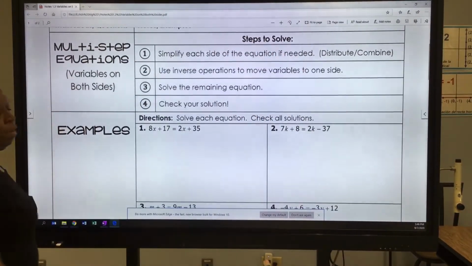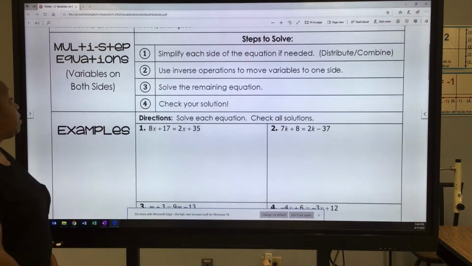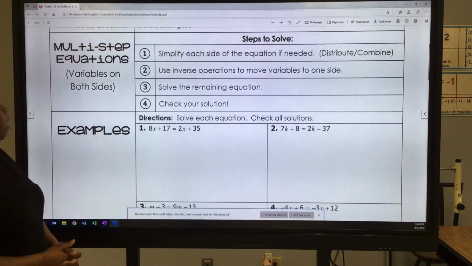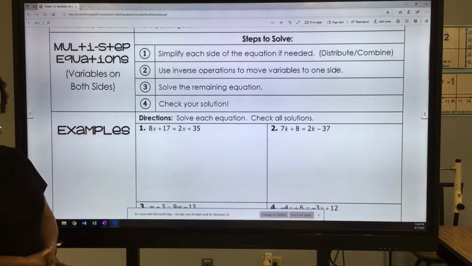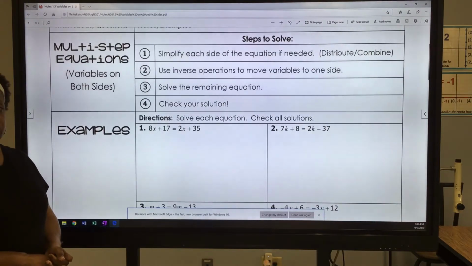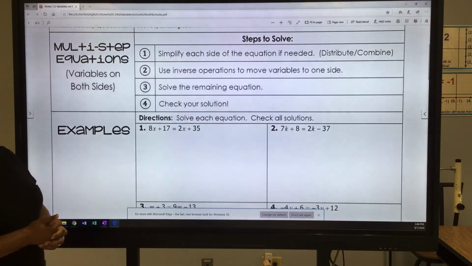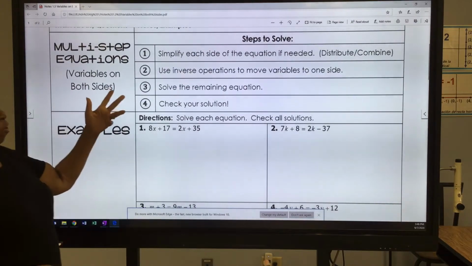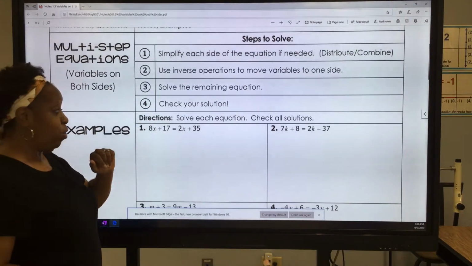Okay, students, this lesson is about solving equations that are multi-step, meaning you have more than two steps. Very simple, just like the other two. Here are your steps. Let's look at them first before we try to do a problem.